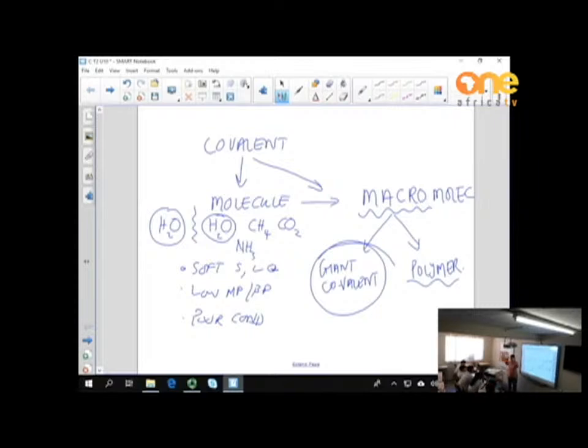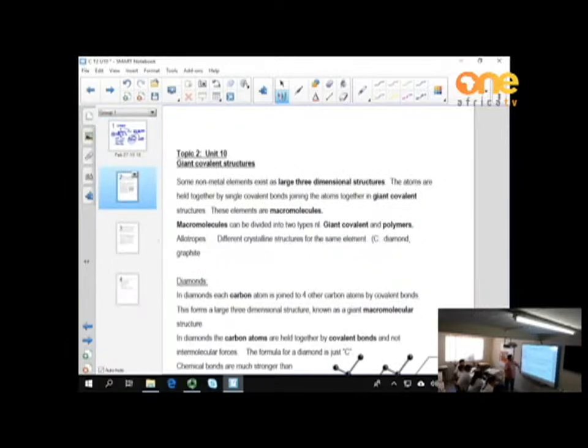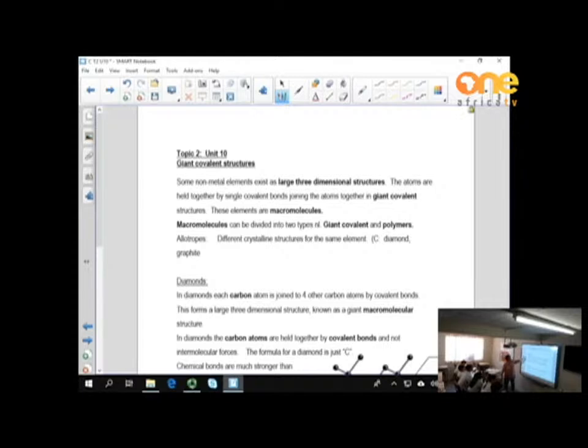Alright, so keep that in mind when we work with molecules. Diamonds are macromolecules, and diamonds are very hard and very strong. They have very high melting and boiling points. The electrical conductivity differs. Diamonds don't conduct, but graphite does. So let's have a look. They say giant covalent structures. Remember, giant covalent are macromolecules.